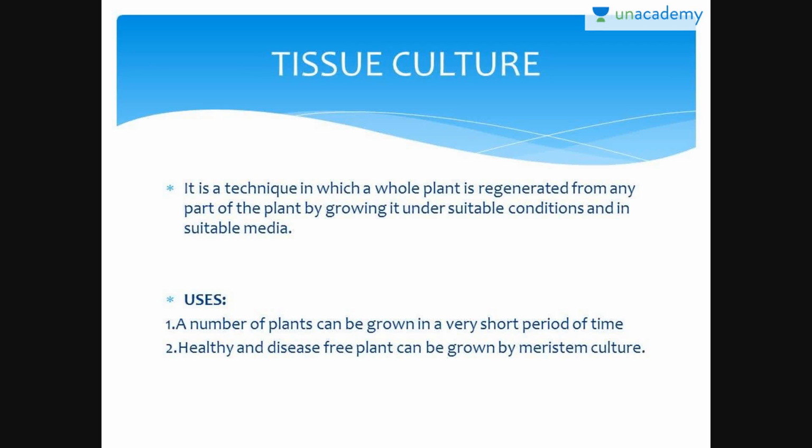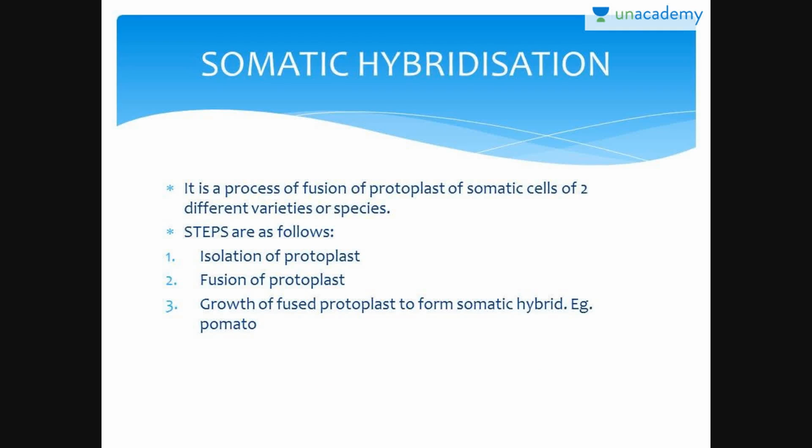The next topic is tissue culture. It is a technique in which a whole plant is regenerated from any part of a plant by growing it under suitable conditions and in suitable media. Like, the medium has to be chosen correctly. Uses: a large number of plants can be grown in a very short period of time. Healthy and disease-free plants can be grown by meristem culture.